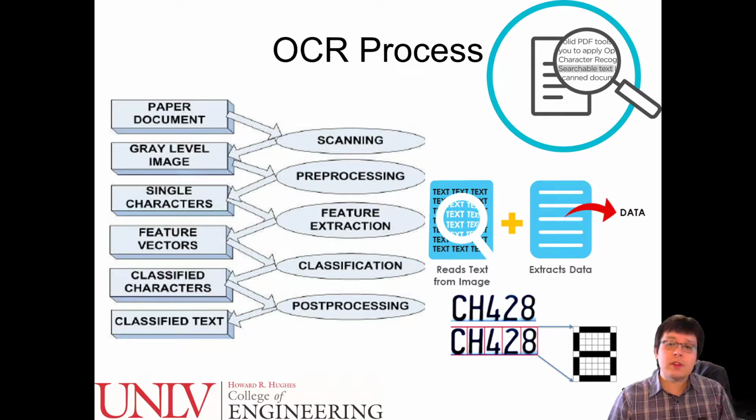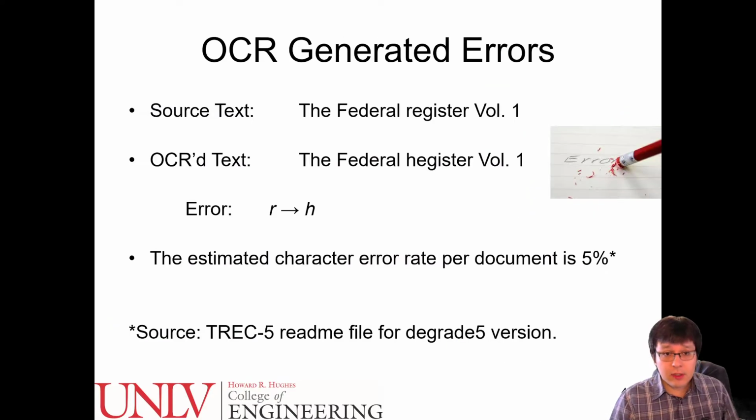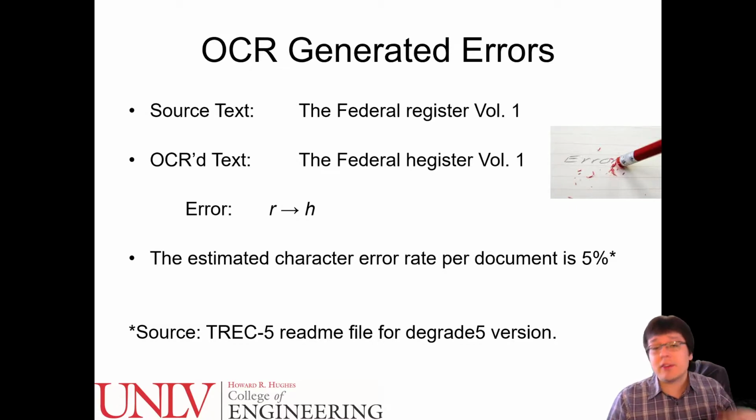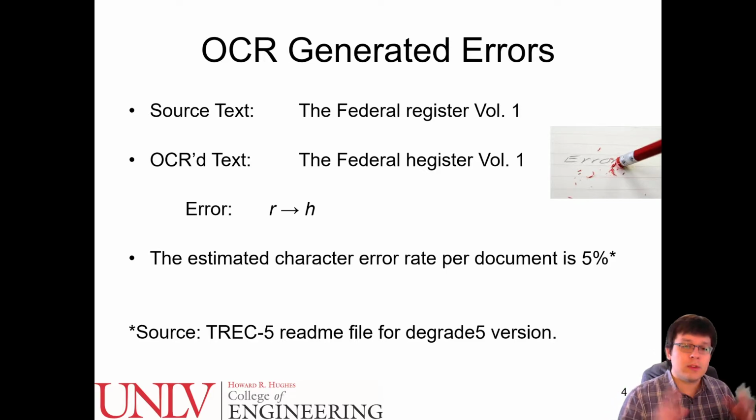Now, there are going to be some OCR generated errors. For example, the sentence "the Federal Register Volume 1" may be misread as the Federal Hegister. As you can see, the R gets replaced with an H. This is a typical error because from an OCR standpoint, the R and the H look very similar. They have a vertical line, and then they have a little arch coming out. The difference being that the H has the full arch that comes down versus the R, which kind of just stops halfway. Of course, font variations and things like that make them, for some fonts, more related, and for other ones they look more different.